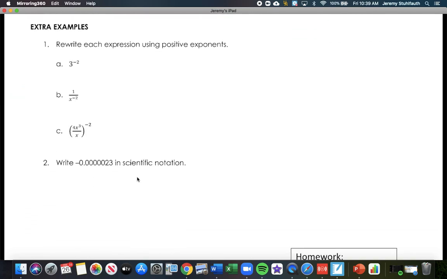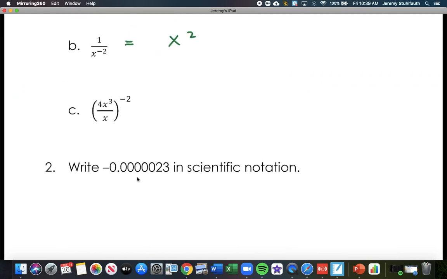So if we're going to do these quick examples here, rewrite each expression using positive exponents. This would be 1 over 3 squared. This would be x squared. This one's a little bit trickier. You need to distribute that negative 2 to each term inside the parentheses. So you have 4 to the negative second power times x to the negative 6th power divided by x to the negative second power.